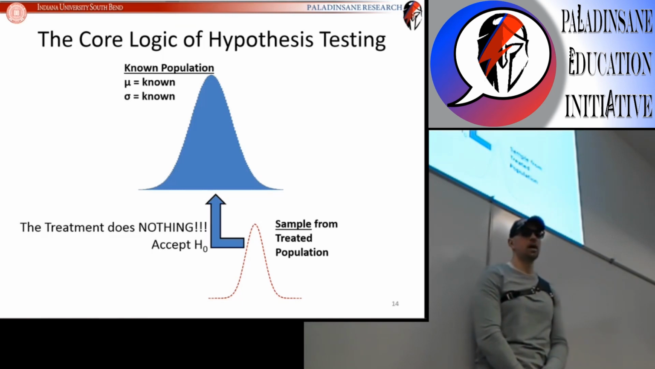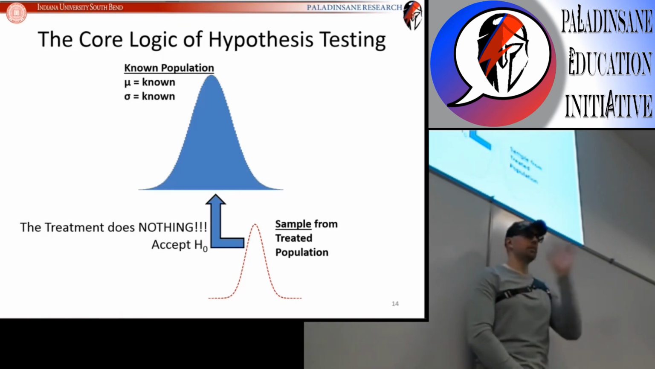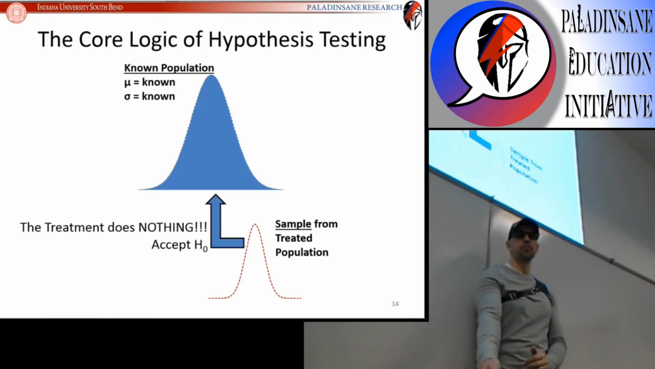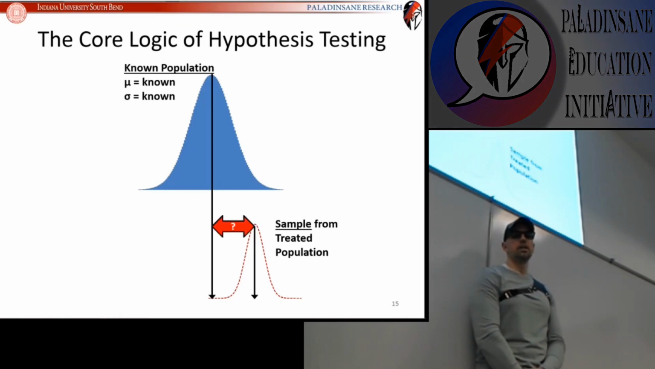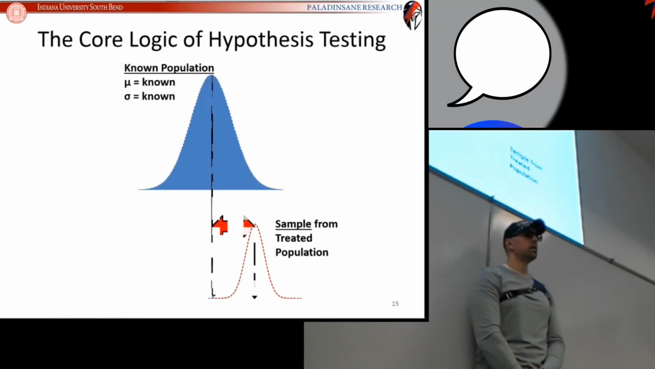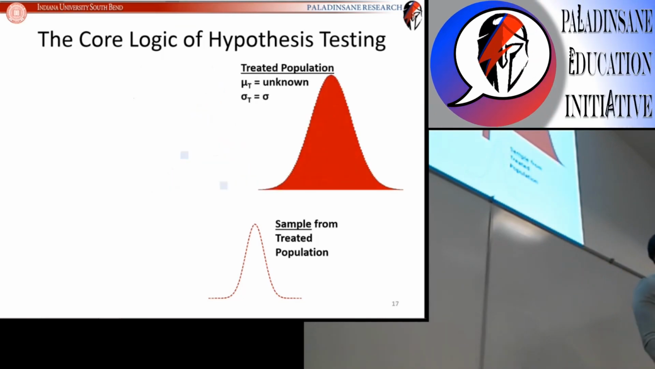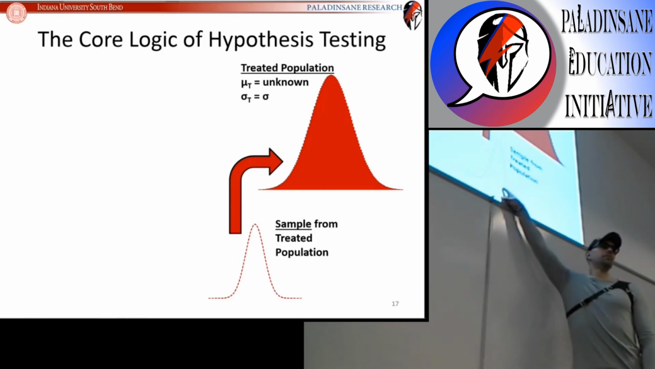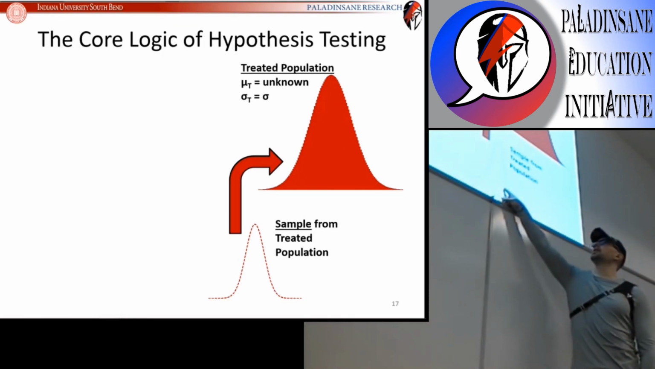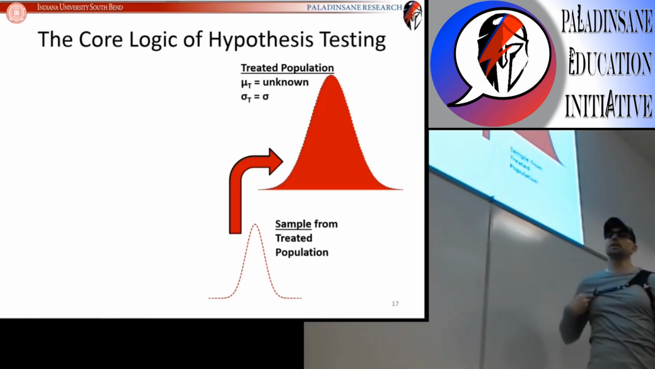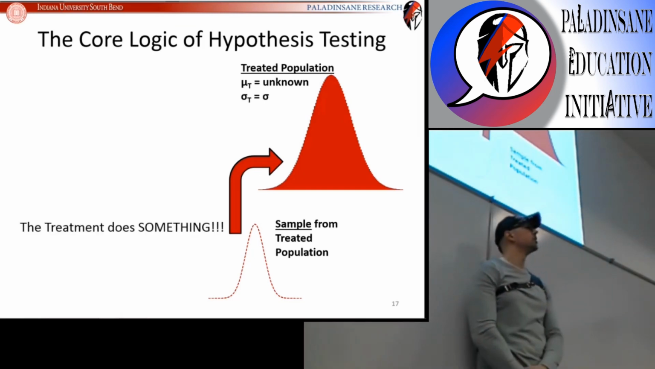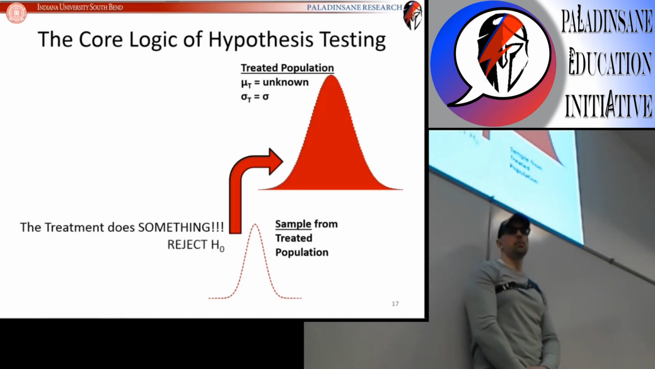Our treatment does nothing. So if we decide that our sample after treatment still belongs to the old population, we conclude our treatment does absolutely nothing. If, on the other hand, this difference is big enough that we decide this sample no longer belongs to the known population, but must now belong to a treated population, then our conclusion is, well, we've changed this sample. It used to belong to the known population, but we treated it and we've changed it enough, so our treatment does something. Our treatment changed this sample. They belong to a new population, and in that case, we reject the null hypothesis.